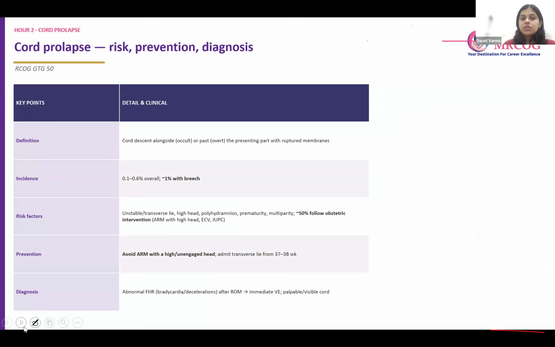Next, another important emergency is cord prolapse. So cord, whenever it descends alongside or past the presenting part, wherever it is alongside, it is called occult cord prolapse. Where it has gone past the presenting part, it is called overt cord prolapse, with ruptured membranes. The incidence here is 0.1 to 0.6% overall. With breech, however, the incidence is high. We all know that if there is breech presentation, often the cord tends to slip out. So the incidence with breech is more.